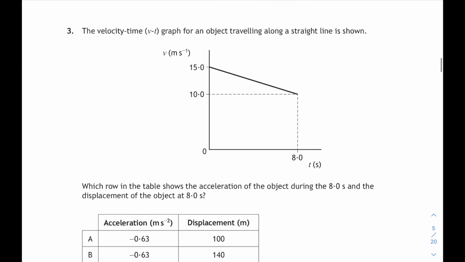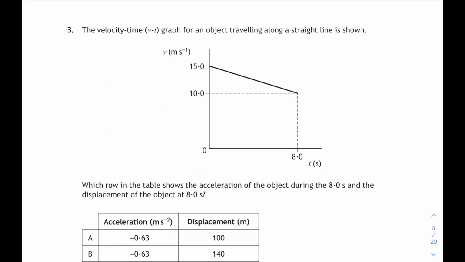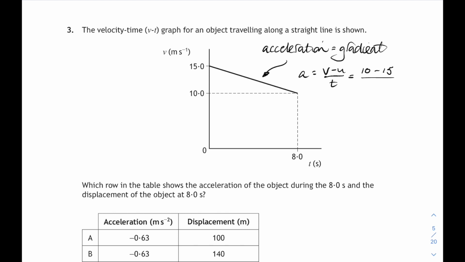Question 3. The velocity time graph for an object travelling along a straight line is shown. Which row in the table shows the acceleration of the object during the 8 seconds and the displacement of the object at 8 seconds? Well, you can find the acceleration by working out the gradient of the graph, or by using the relationship from your relationship sheet, A equals V minus U over T, where V is the final velocity. In this case it's 10, the initial velocity was 15, and the time taken was 8 seconds. And if you do that on your calculator, it's negative 0.63 metres per second squared.